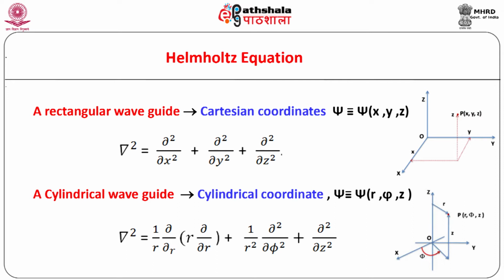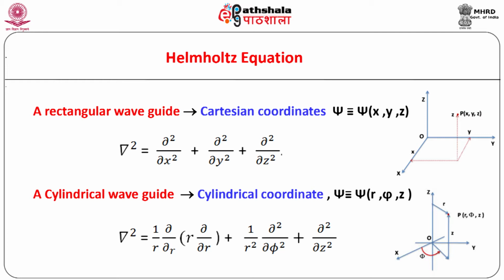The expression for the Laplacian operator del square and psi depends upon the coordinate system suitably selected to describe the wave motion. Thus, for example, in the case of wave motion through a rectangular waveguide, Cartesian coordinates is a good choice. Accordingly, we have psi as a function of x, y, z and del square as shown.